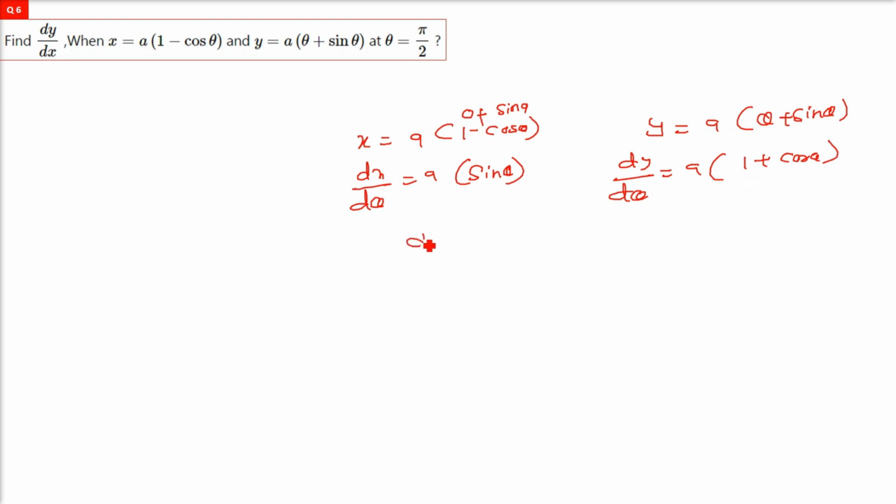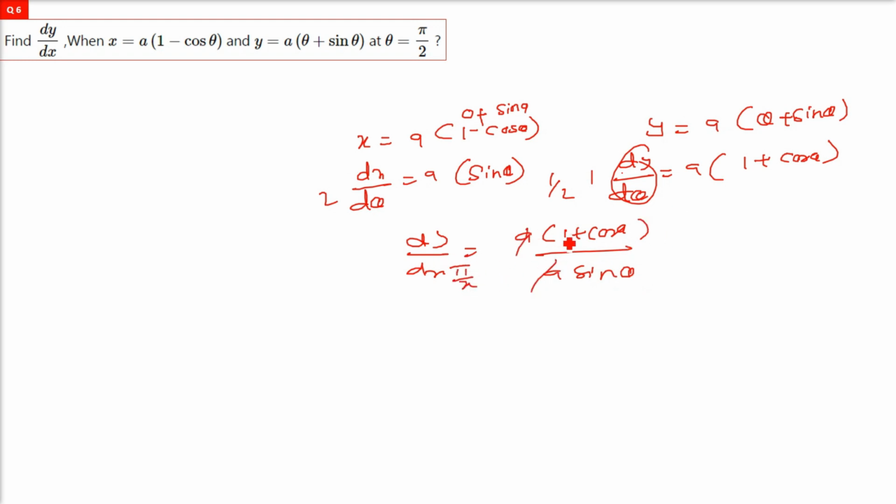So dy by dx you have to find out. So 1 divided by 2: a times 1 plus cos theta divided by a sin theta. Now you can use the formula of 1 plus cos theta and sin theta, writing 2 sin theta by 2 cos theta by 2. All this you can do. But the better way is to just put the value of theta equals pi by 2 in 1 plus cos pi by 2 divided by sin pi by 2. That's what you can do.